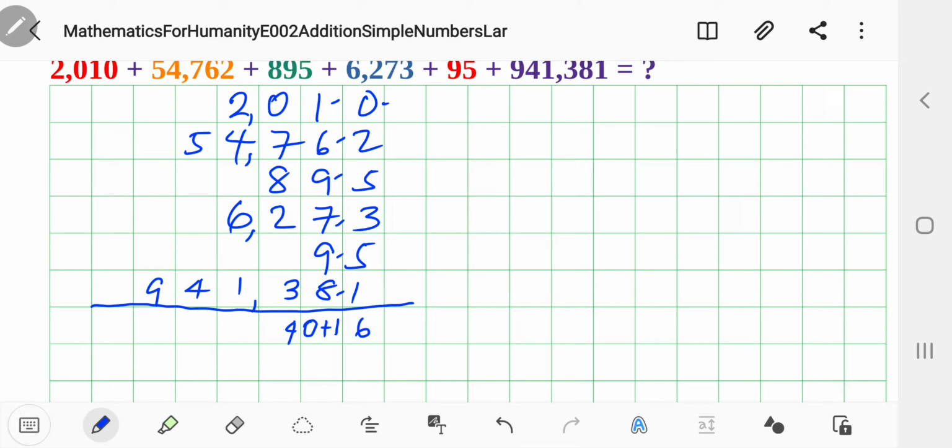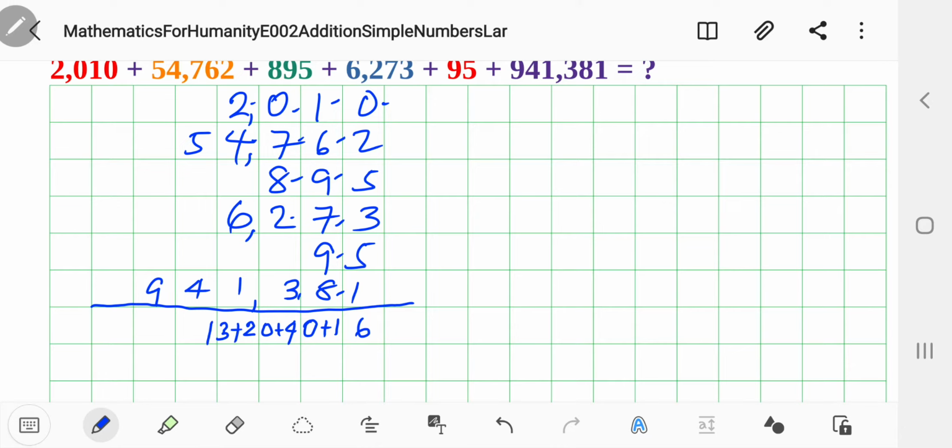Now, the third column to the left. You start with 0 plus 7 is 7, plus 8 is 15, plus 2 is 17, plus 3 is 20. So you write the 20 here. And then for the next column to the left, you add 2 plus 4 is 6, plus 6 is 12, plus 3 plus 1 is 13. So you have 13.